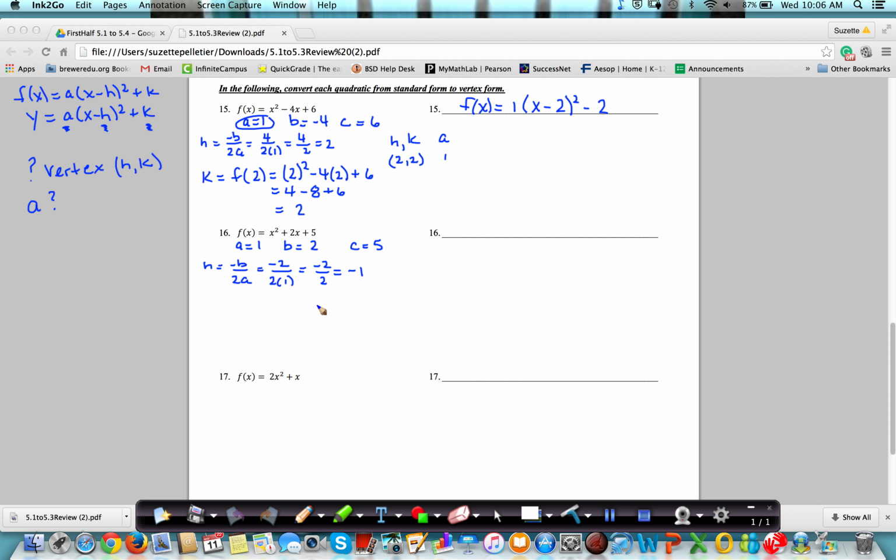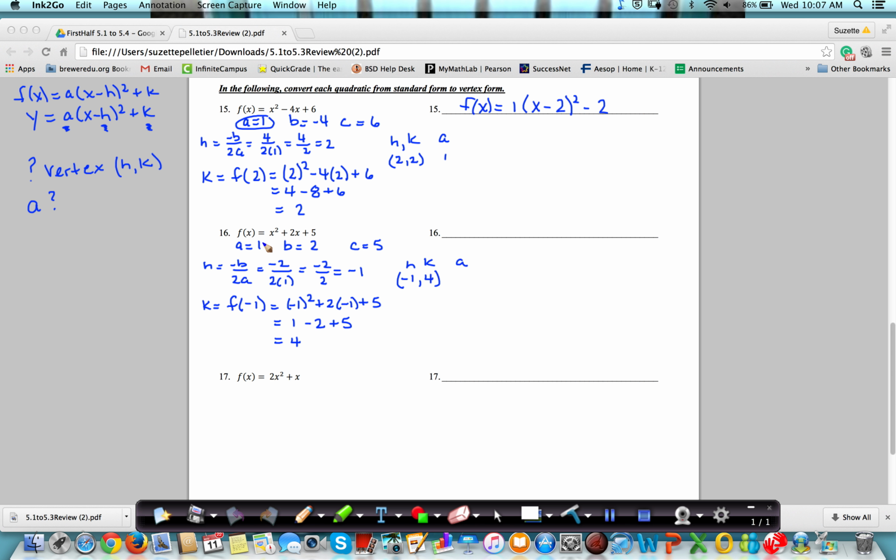So I have H. To get K, I have to do F of the x coordinate I just found, which was -1. So -1 squared plus 2 times -1 plus 5. -1 times -1 is +1. 2 times -1, -2, plus 5. And so I get 4. So I have HK as -1, 4.